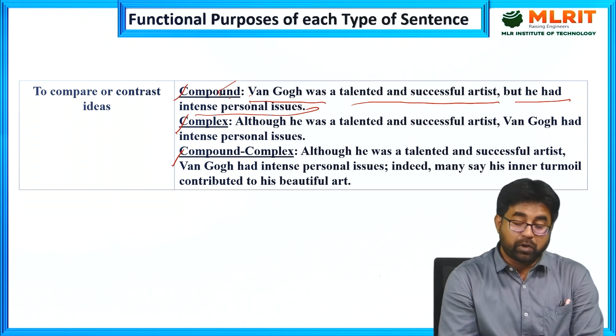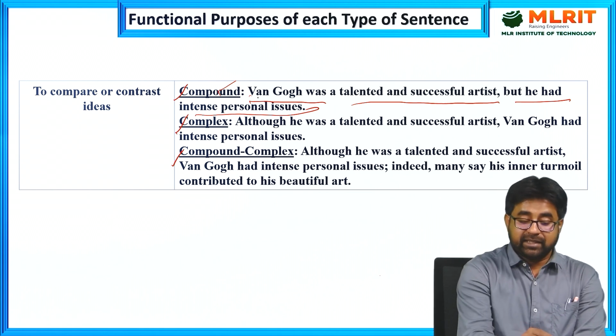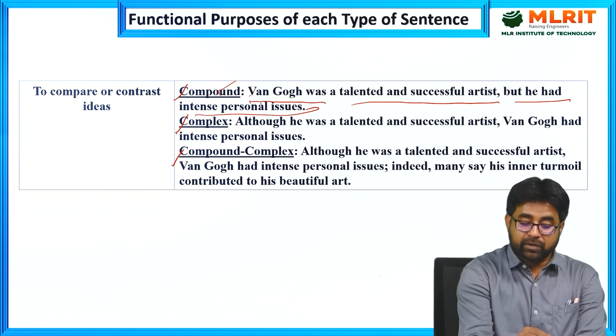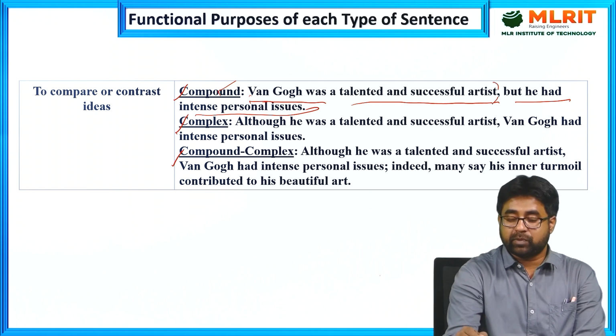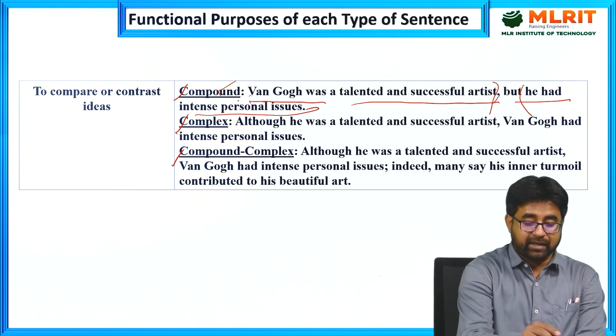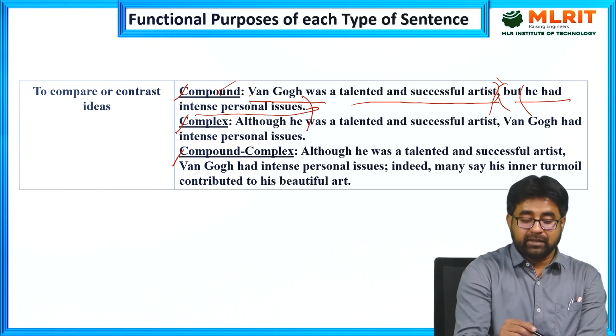Okay, so I hope you got the answers. So let's see. You can see there are 2 clauses. There is hardly any doubt on that. Van Gogh was a talented and successful artist. You can see this is one clause. Another clause is he had intense personal issues.